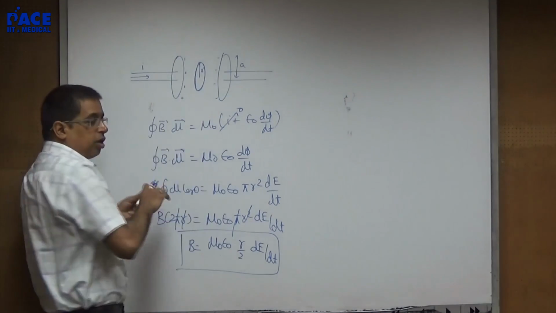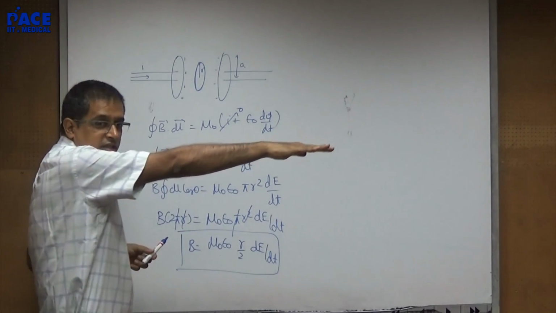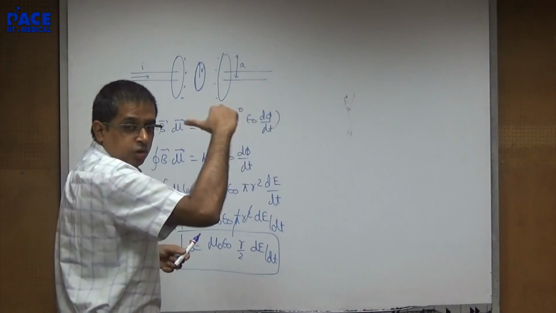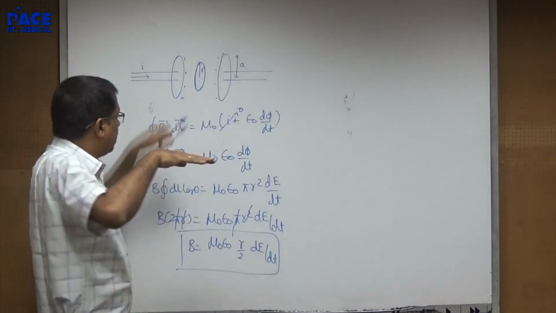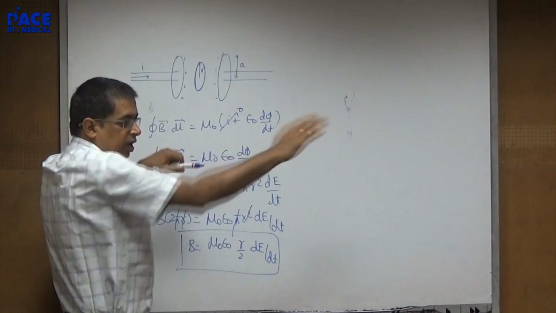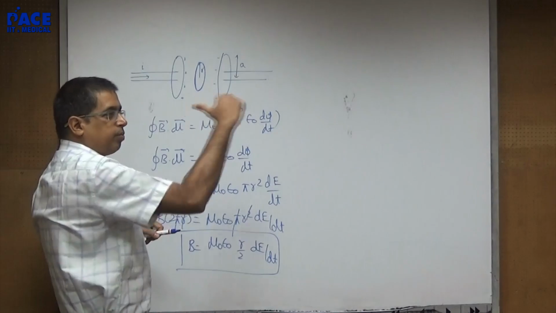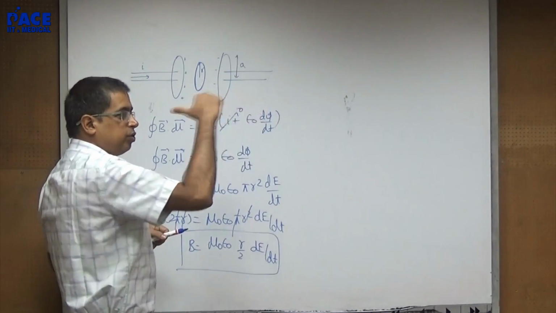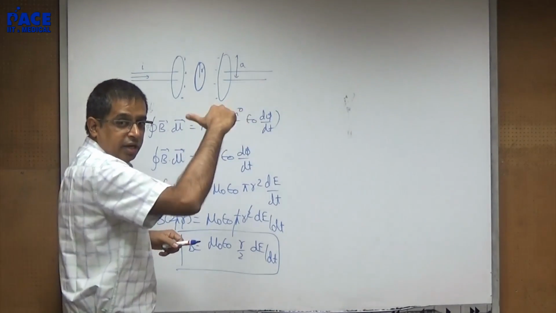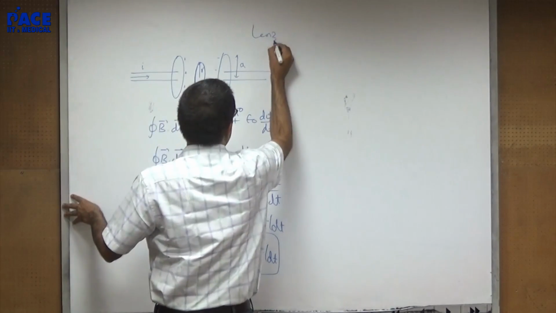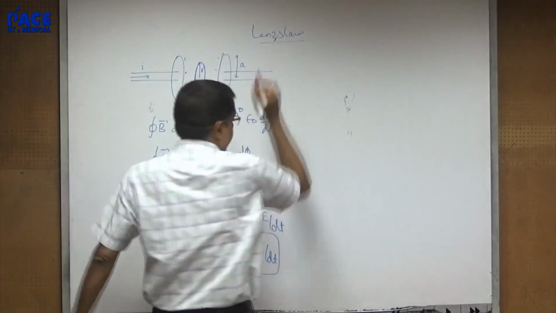Direction, it will oppose the cause. If the electric field is increasing this way, magnetic field will be established in this direction so that it opposes the cause. It produces a varying magnetic field, which produces an electric field in the opposite direction. Lenz's law is obeyed.